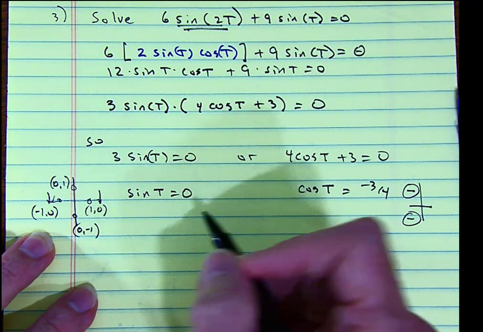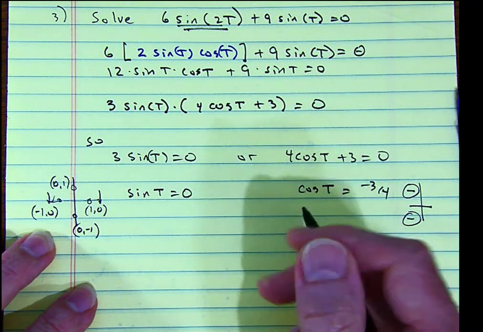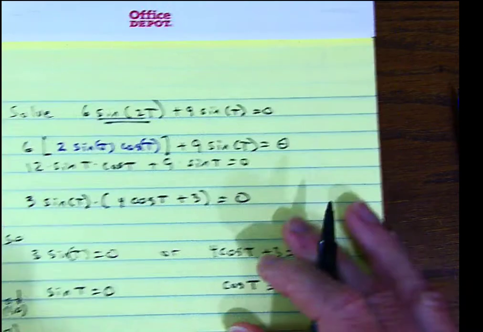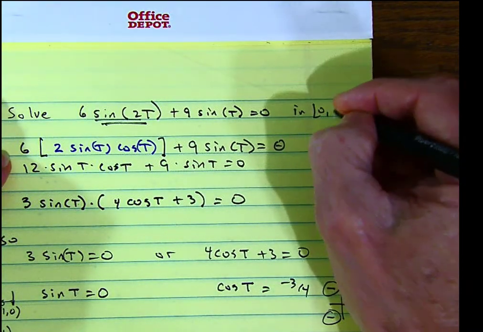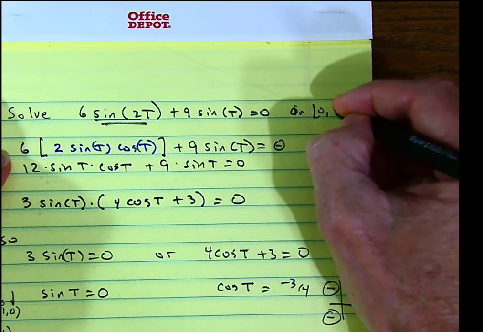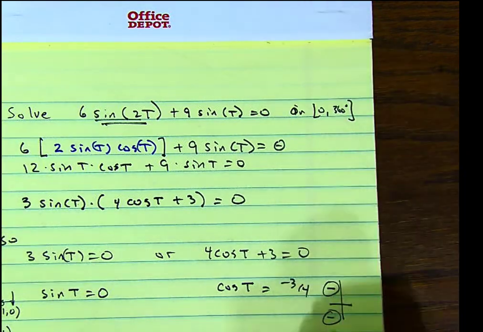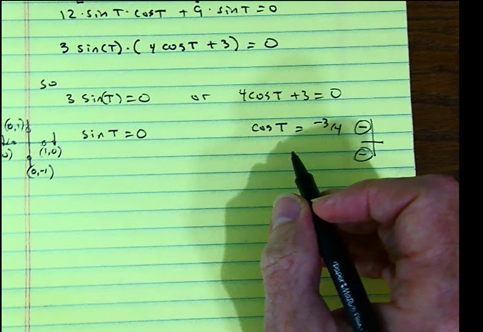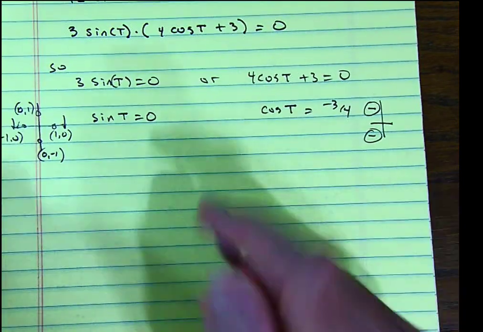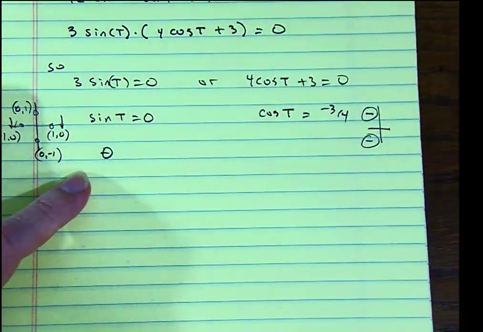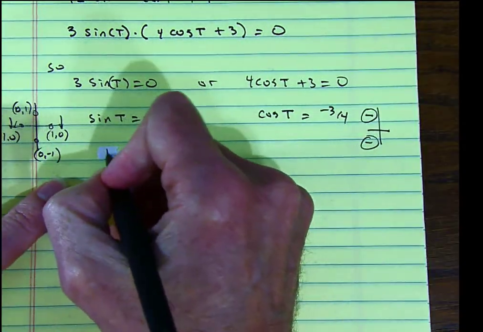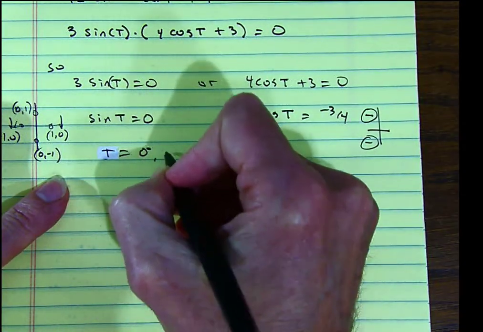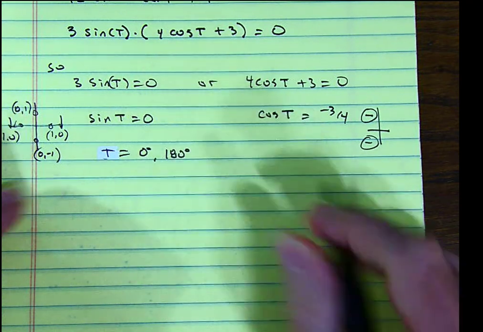So if we were to solve this one, well, let's do it in degrees, because I didn't mark this one either. I'm going to say on 0 to 360. That'll give us a reason to rethink this one, because then we'll do it in degrees. So in degrees, not theta, I'm solving for t now. My t is going to equal 0 degrees or 180 degrees.